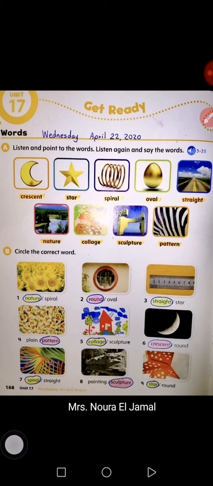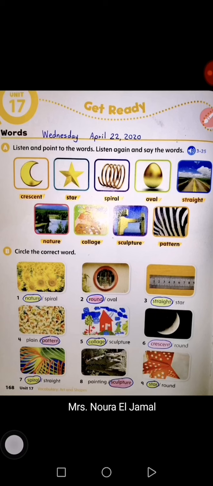Number 3, this is a straight or star? Of course, straight. Number 4, this is plain or pattern? Pattern. Number 5, this is collage or sculpture? This is collage. Because the meaning of collage, we said that it's a picture by sticking pieces or colorful pieces beside each other.